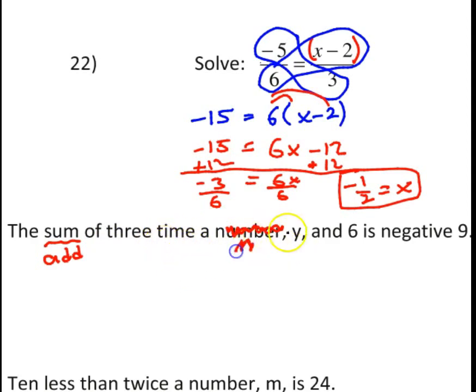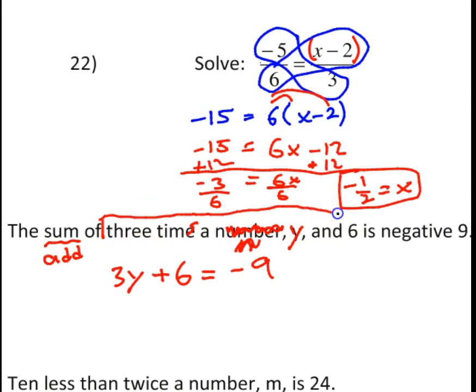So sum of 3, it tells us, sorry, it tells us the variable. We use y. I see. Sum of 3 times a number y. Okay. 3 times a number y and 6 is negative 9. All right, so the sum of 3 times a number and 6. So these were the two parts right here that we added together. And "is" always means equals, right? So we know we put equals negative 9.